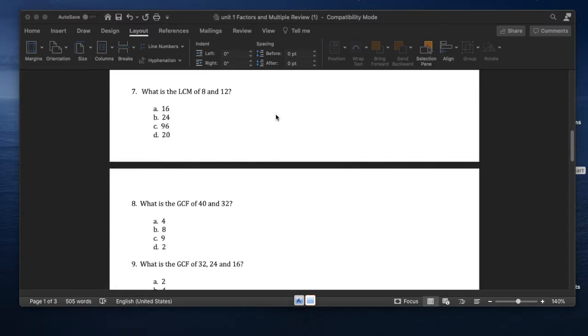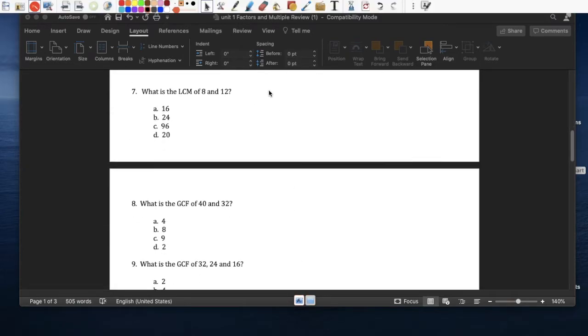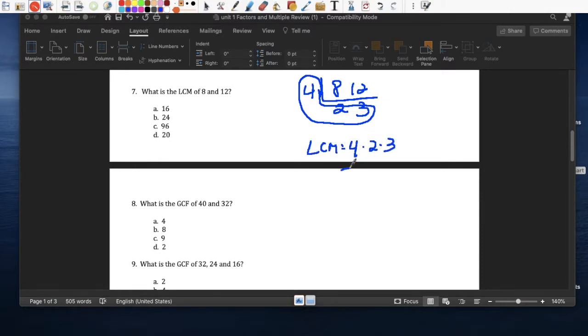7, another LCM problem. So LCM of 8 and 12. Let's pick a number, 4. 4 goes into 8 2 times. 4 goes into 12 3 times. We can circle, right? Because that's LCM. Remember, make the letter L, so that should remind you of the LCM. So the LCM is 4 times 2 times 3, and that equals 24. Right here.